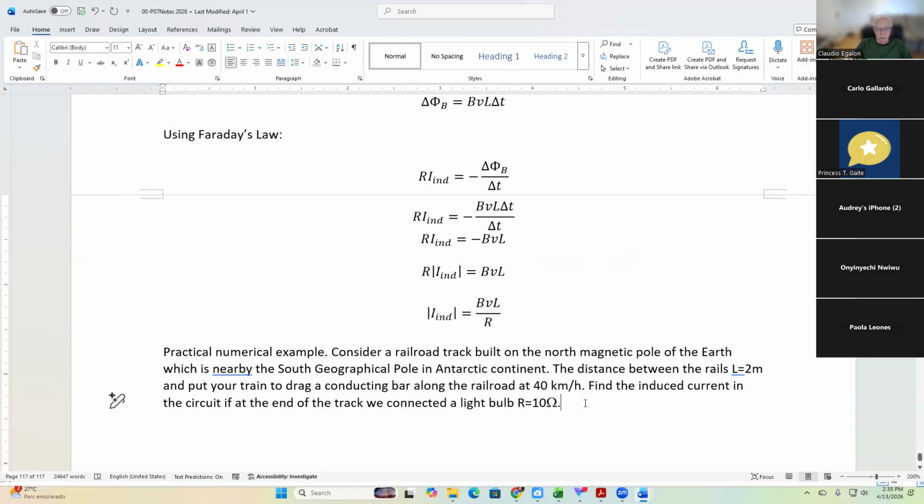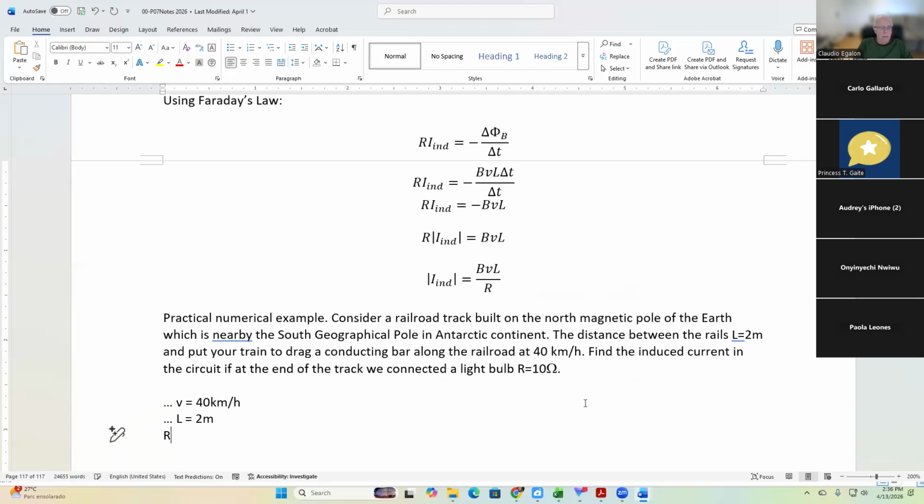Okay, so we do have the velocity of the train, 40 kilometers an hour. We do have the distance between the rails, which is 2 meters. We do have the resistance of the light bulb, which is 10 ohms. And then we need to find out the magnitude of the magnetic field.